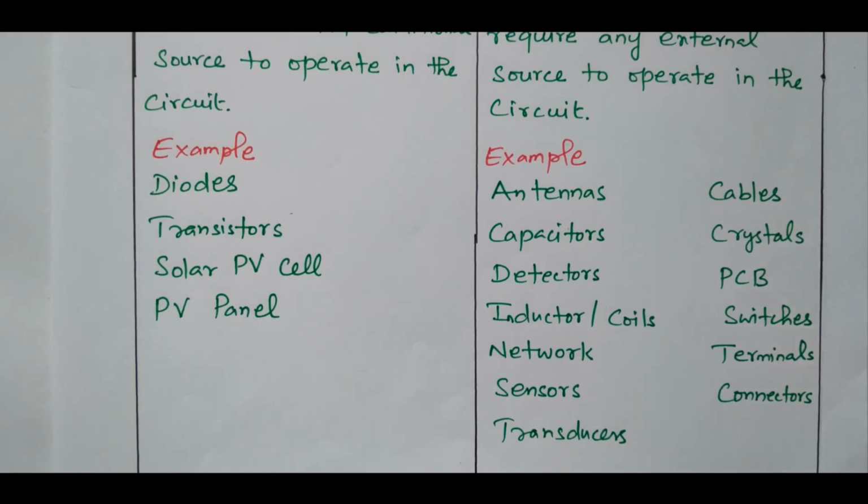Just while connected in the circuit, they receive the energy from the circuit. They will not go for any amplification. They receive the energy and do the work. Right? So in this video, we discussed what an active component is, what a passive component is, what examples are available, and what comparisons are available. Thank you.